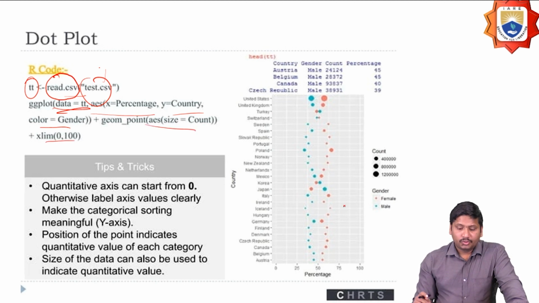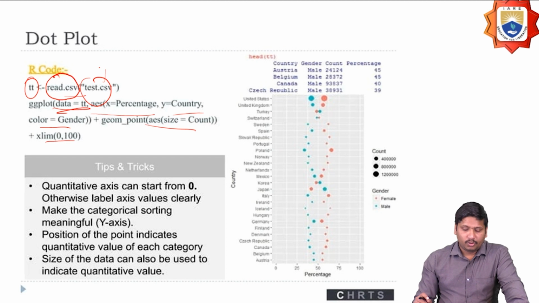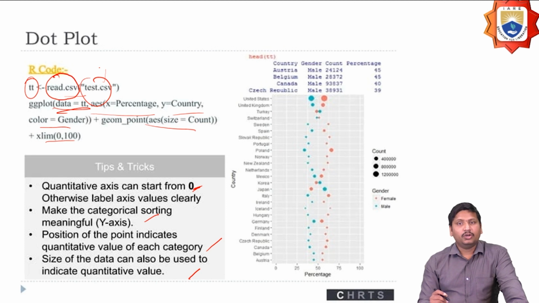What are the tips we have to consider for the dot plot? The tips for the dot plot are: the quantitative axis should start with 0. Otherwise, label the axis clearly, and make the categorical sorting meaningful. The position of the point indicates the quantitative value of each category, and the size of the dot can also be used to indicate the quantitative value. These are some of the tips we have to follow while representing the dot plot.